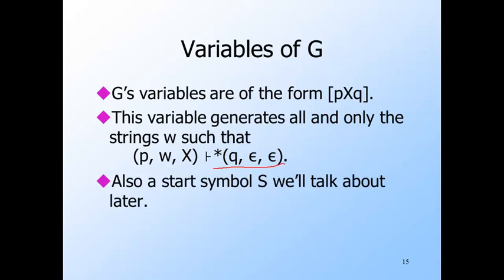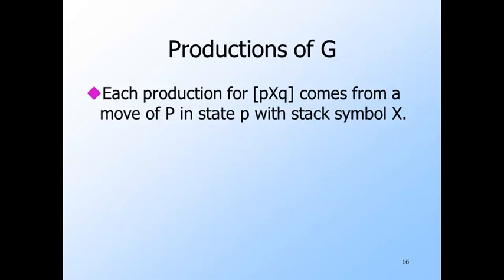And there is one more variable of G, the start symbol S. There may be many productions for variable [pXq]. For each move of the PDA from state p with X as the top of the stack, we produce one or more productions. There are several cases, and they get increasingly more complex depending on how long the stack string is that replaces X at the first move.